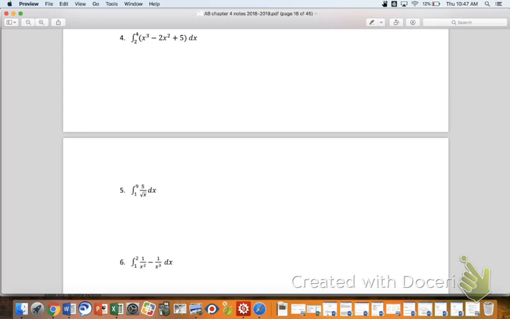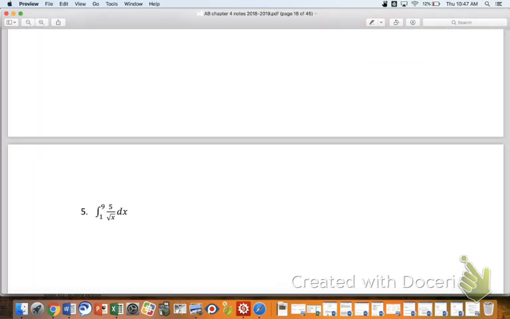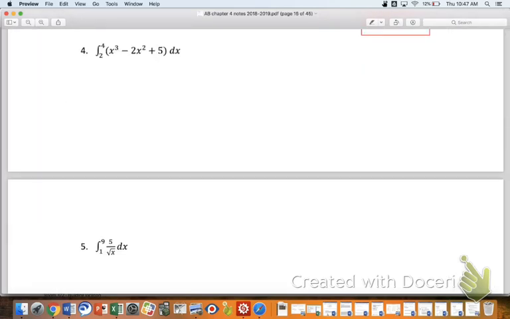So what I thought I'd do here for you guys is just start you off by working one of these with you, and then I'll have you guys try some of these on your own. So the first one, the definite integral from 2 to 4 of x cubed minus 2x squared plus 5. As I work through this one, the first thing I'm going to do is find my antiderivative. So my antiderivative would be 1/4 x to the 4th minus 2/3 x to the 3rd plus 5x.